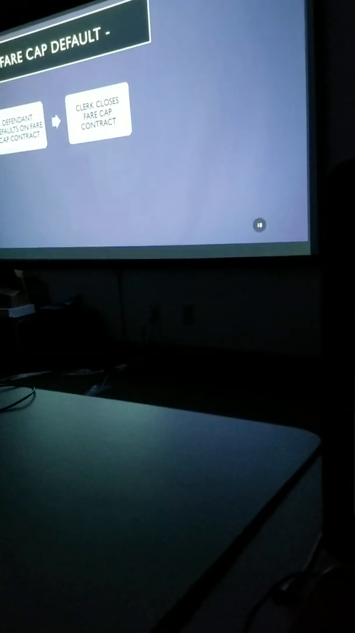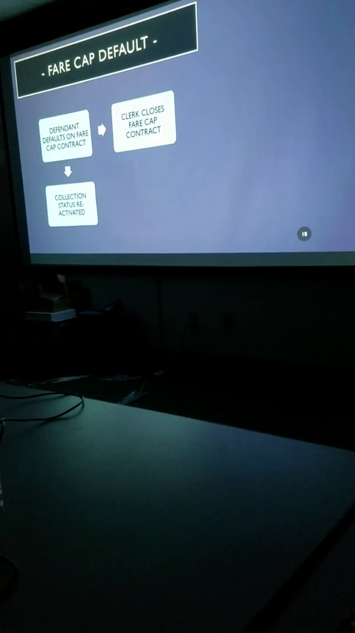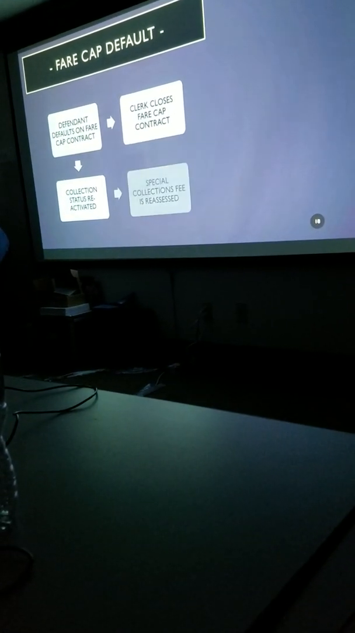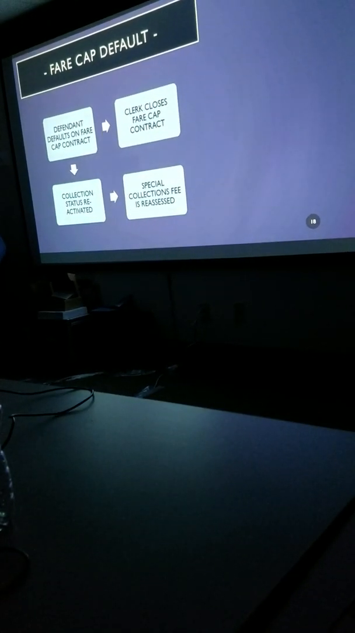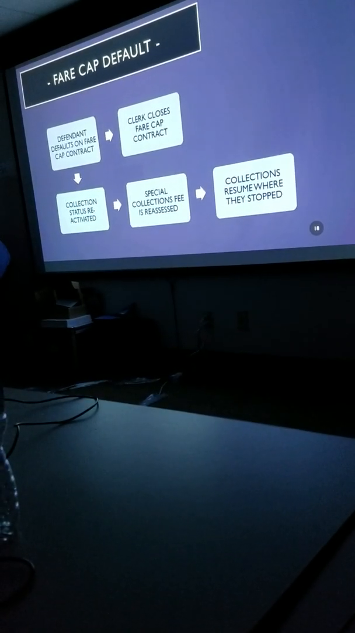So what happens when a defendant fails to honor their fair cap contract? Well, first, the clerk will close the fair cap contract. The collection status will be reactivated. The special collection fee is reassessed to the case, and collections resume at the place they stopped.